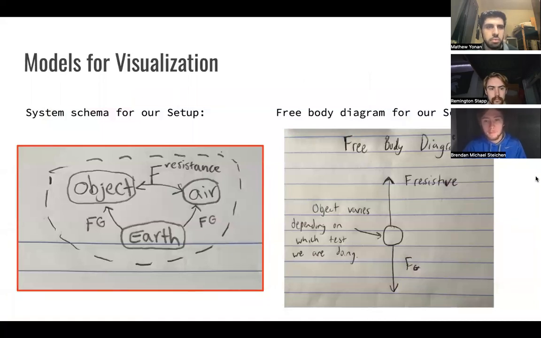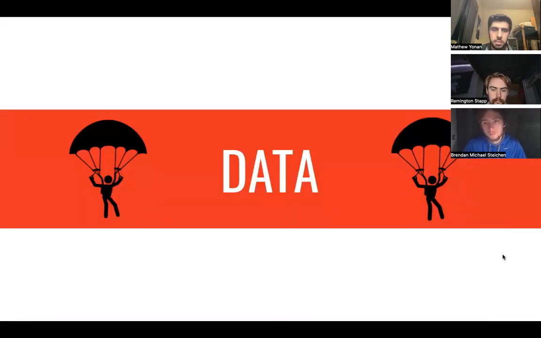All right, so these are a few models for visualization. We have a system schema for our setup in which the object is interacting with the air, and the air is exerting air resistance onto the object, and the earth is pulling it down through the force of gravity. And then we also have our free body diagram here, where the object is being pulled down by the earth, and at terminal velocity is also being pushed up by air resistance with the same magnitude of force.